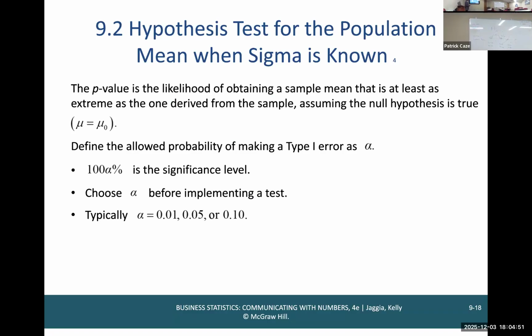The p-value is the likelihood of obtaining a sample mean that is at least as extreme as the one derived from the sample, assuming that the null hypothesis is true. So again, the population mean is equal to the mean of the null hypothesis. Alpha is a significance level; mine says 100%, that's a typo. You need to choose an alpha before implementing a test, so you need to choose your significance level.